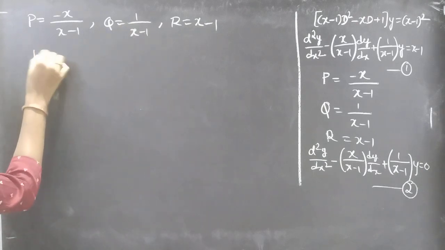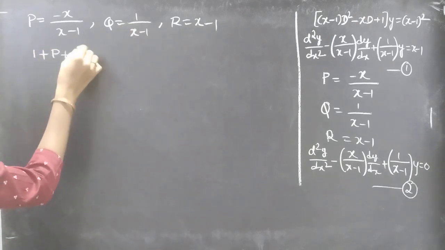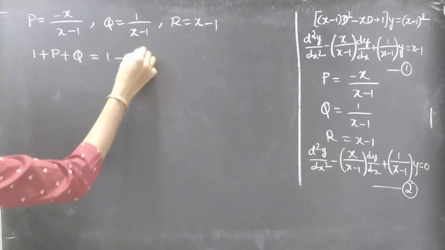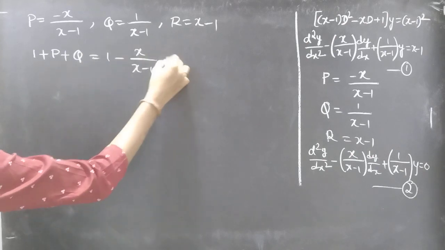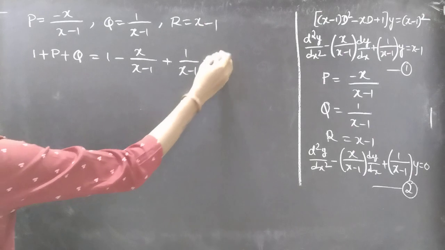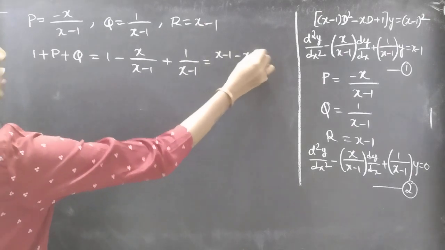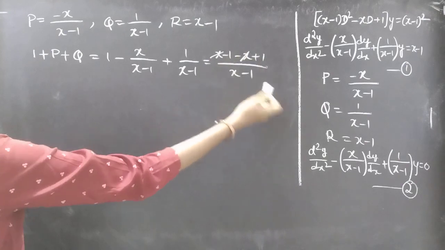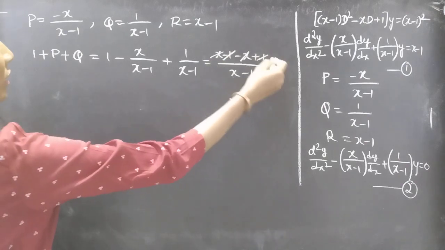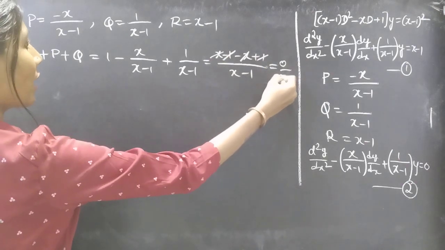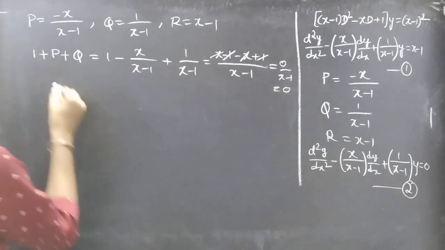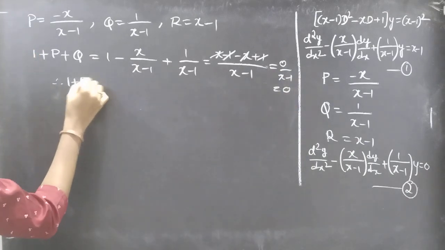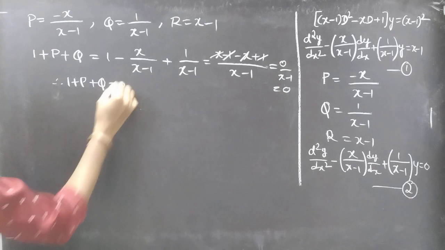right? So if I try 1 plus p plus q, I'll get 1 minus x by (x minus 1) plus 1 by (x minus 1), which is equal to (x minus 1 minus x plus 1) by (x minus 1). Plus x minus x gets cancelled, minus 1 plus 1 gets cancelled, and it equals 0 by (x minus 1), which is equal to 0, right? Therefore 1 plus p plus q equal to 0.